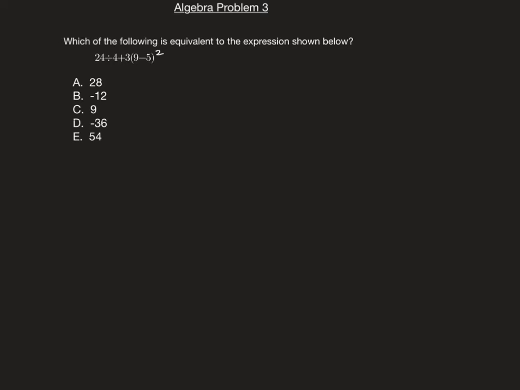In this video, I'll show you how to solve this simple algebra problem. It's asking which of the following is equivalent to the expression shown below, and the expression is 24 divided by 4 plus 3 times (9 minus 5) in parentheses, and then that squared. We can't approach this problem by going straight through the equation from left to right, or else you'll get the wrong solution.